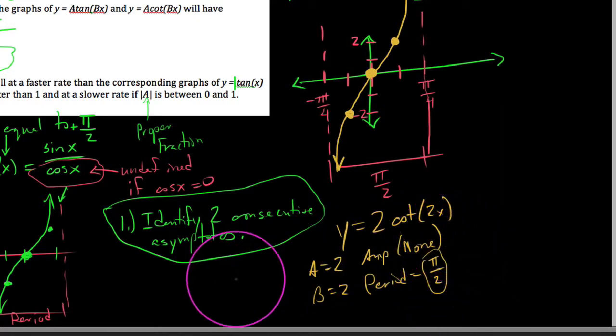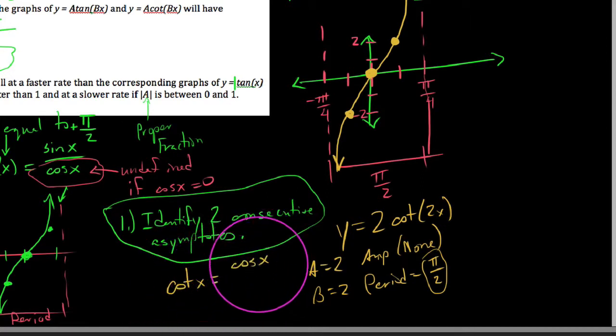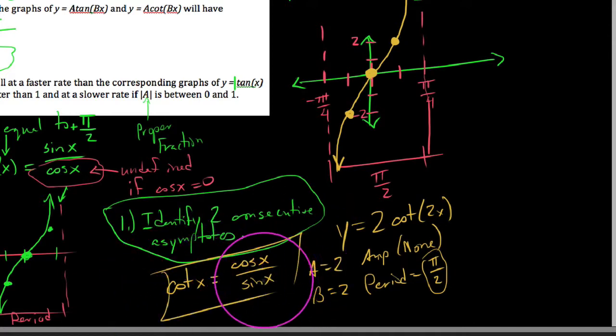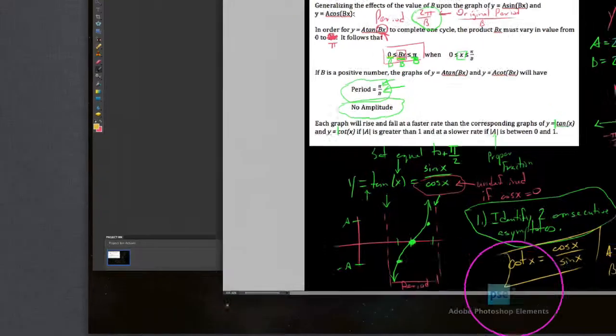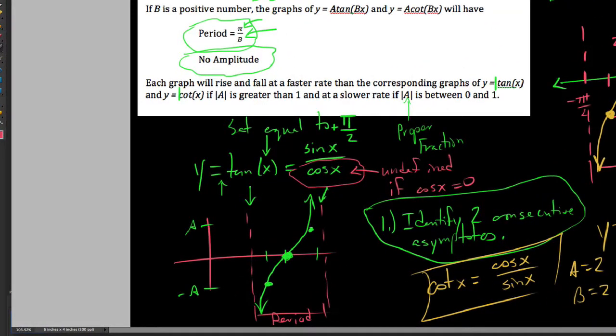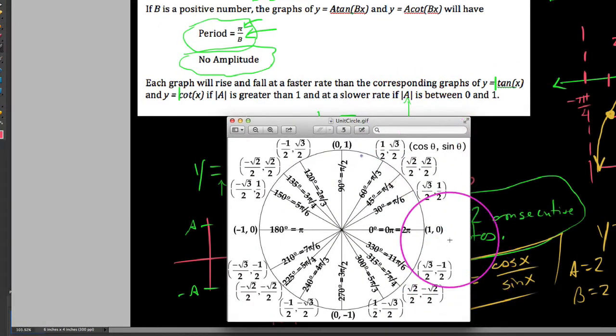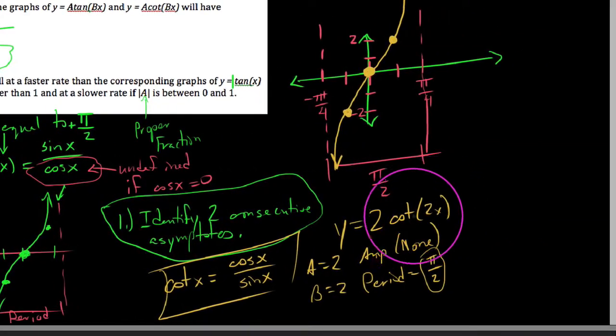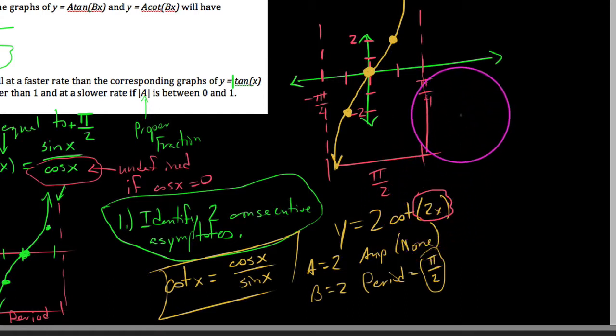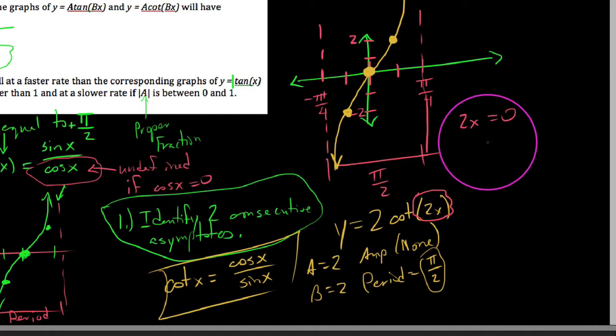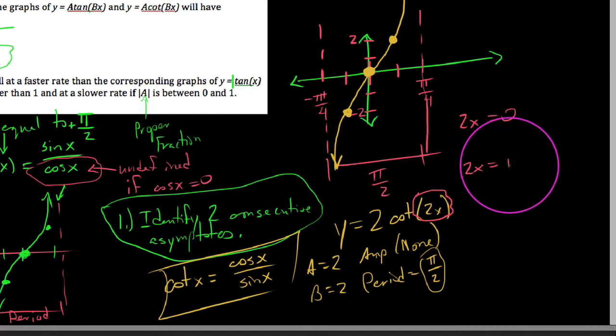Okay, so what do we know about cotangent? Cotangent of x is the same thing as cosine of x over sine of x. So I know that this is going to be undefined whenever sine of x equals 0. With my unit circle here, sine of x is equal to 0 at 0 radians and pi radians. So this is how you always graph a cotangent graph: you set what's in there, 2x, equal to 0, and then set it equal to pi. This will find two consecutive asymptotes for us.